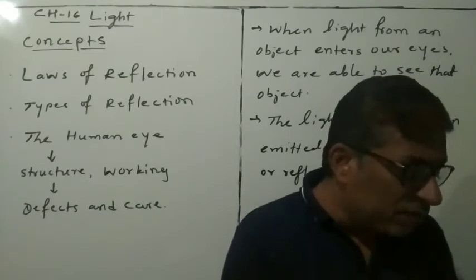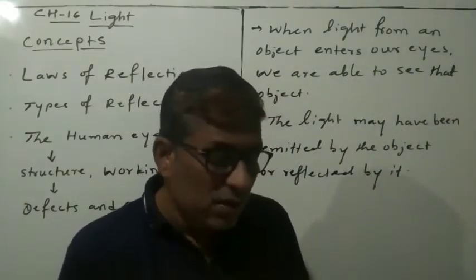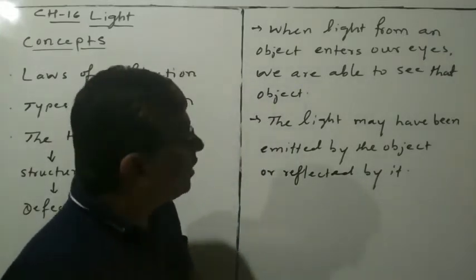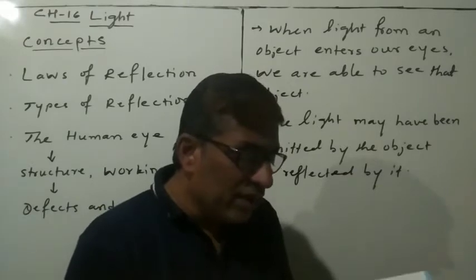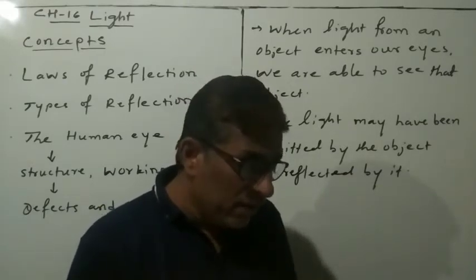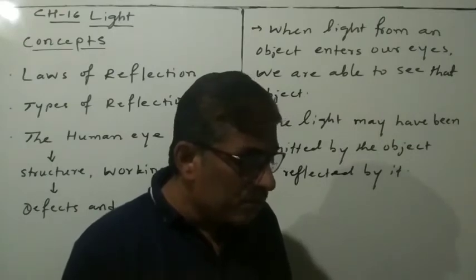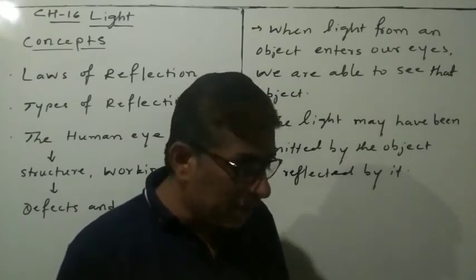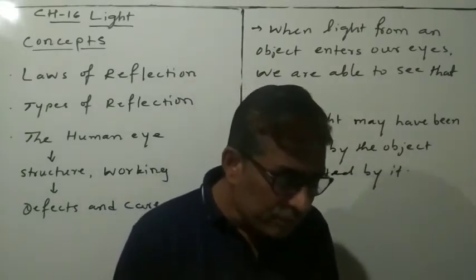So what is light? We have seen that when light falls on an object, it reflects. So this you have all learned. And here, before discussion of the laws of reflection, we will see some of the technical or scientific terms behind this.